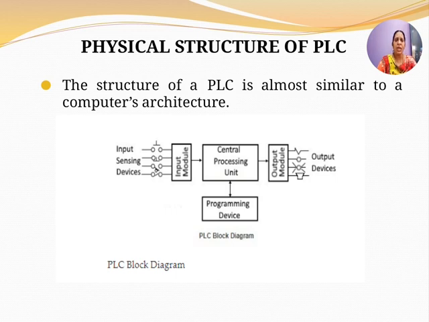You have the input module, the central processing unit, the output module. You have the programming device where you can load your program. The input sensing devices, different types of sensing devices are there, and we have the output devices also, and the programming device is also used. So this is the structure of a PLC, which is similar to a computer's architecture.